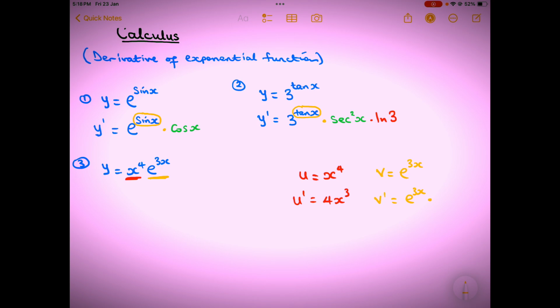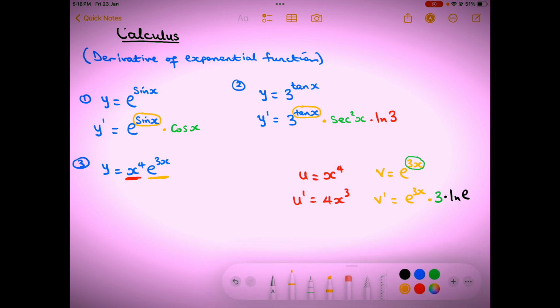You now multiply everything by the derivative of the top function. This is the top function, so the derivative of 3x gives me 3, and then from here you multiply again by the ln of what? Of e. But we know very well the ln of e is equal to 1. So 1 multiplied by 3 will give me 3. So when 3 also multiplies this, I will now get 3 e to the power of 3x. So this is my v prime.